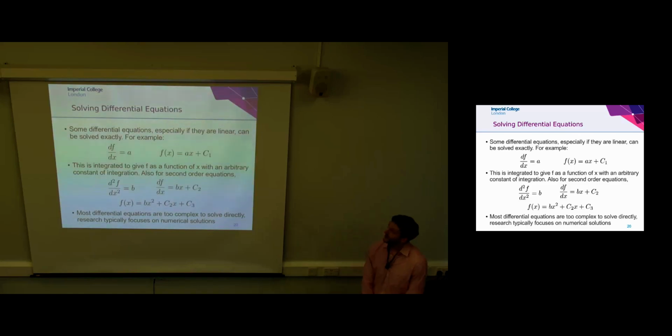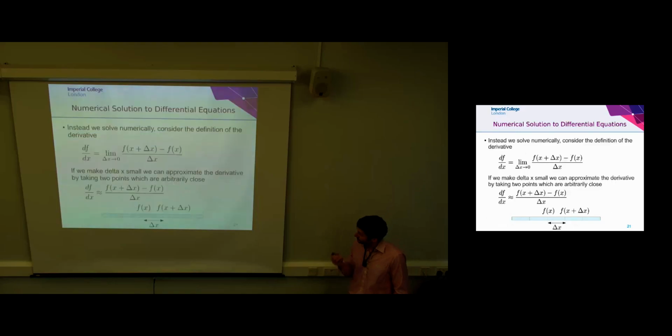Just to mention quickly how we can solve them exactly. If they're linear, we can solve very simple equations like this. For example, if df by dx is equal to a, we can just integrate that directly by splitting variables. Does everyone know how to do this, right? Yeah, okay, fine. And then for second order differential equations, we can do the same thing. And again, this idea that most are too complex.